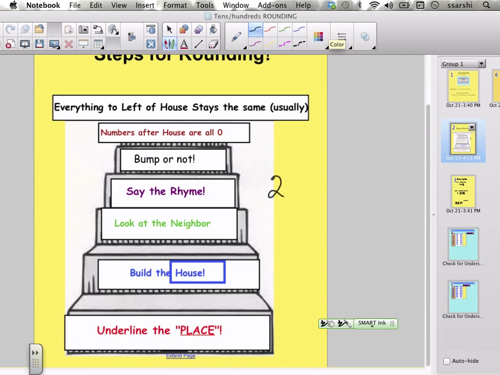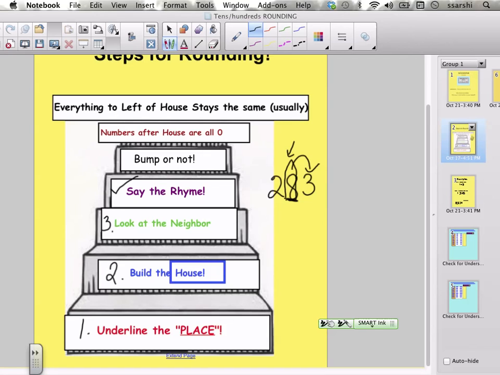So if we're looking at rounding 283 to the nearest 10, I would underline the digit in the tens place. This is number one. The second thing you would do is build a house around that digit. So here's my house around the 8. The third thing I do is to look at my neighbor. All the magic, all the changing that's going to be happening is happening in that house. And the one that kind of directs what's going on is the neighbor. So here in step 3, I look at the neighbor to the right, which is a 3.